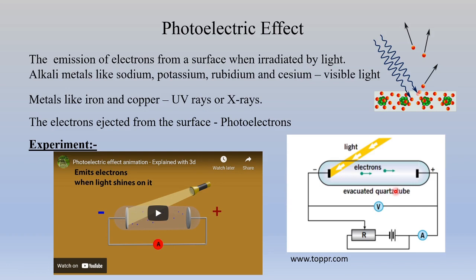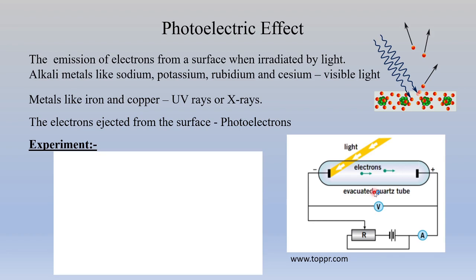This experimental setup, where the light is incident. For the incoming light there is a frequency and a wavelength, and there is also an intensity. Intensity means the number of photons incident per unit area. The electrons that are emitted are called photoelectrons. When they constitute a current, that current is called a photoelectric current.